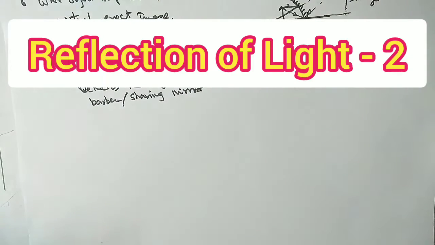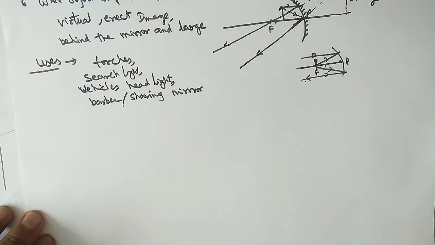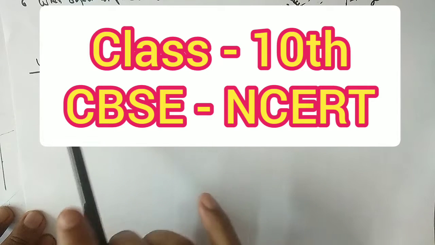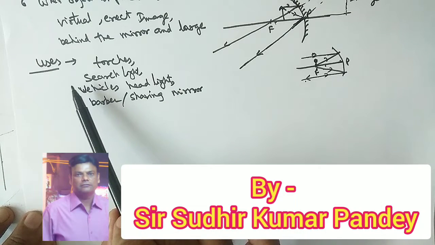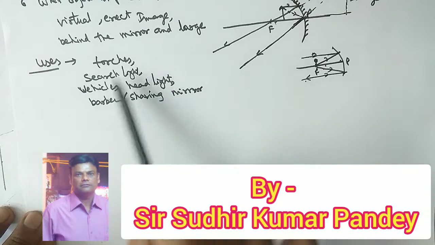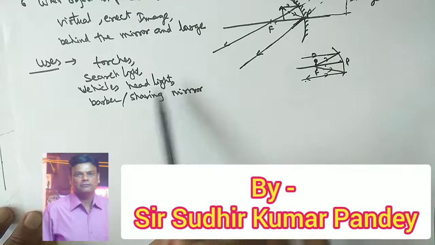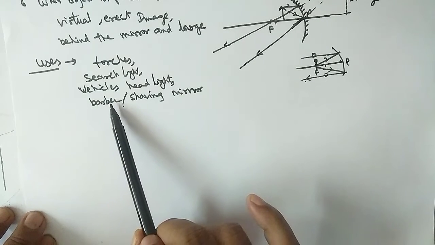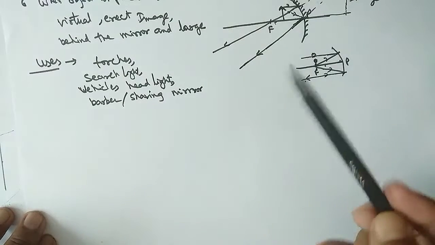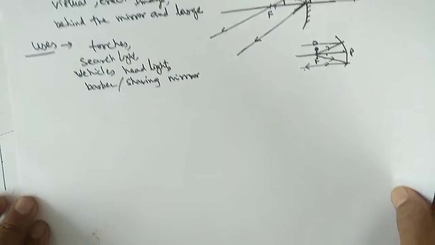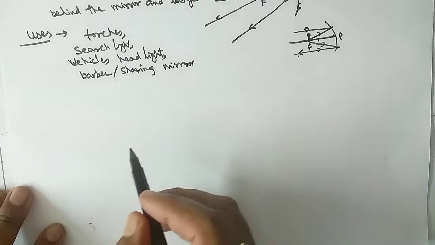Dear students, in the last video we discussed the image formation by the concave mirror, and we discussed that the concave mirror is used in torches, searchlights, vehicle headlights, or as a barber's or shaving mirror. Now in this video we'll discuss the image formation by the convex mirror.